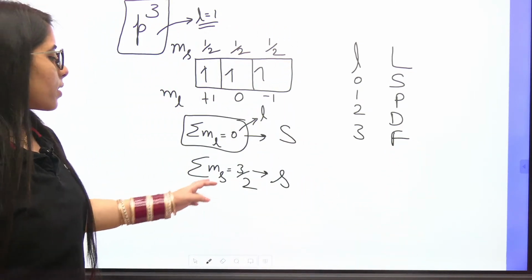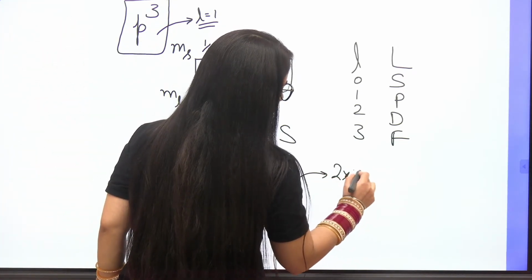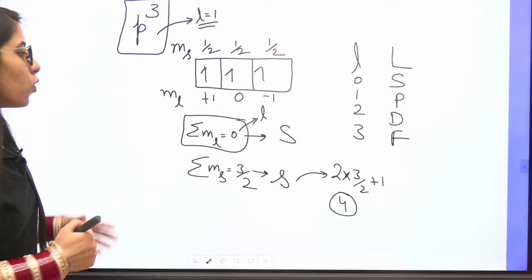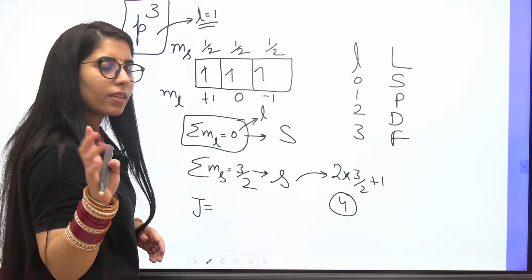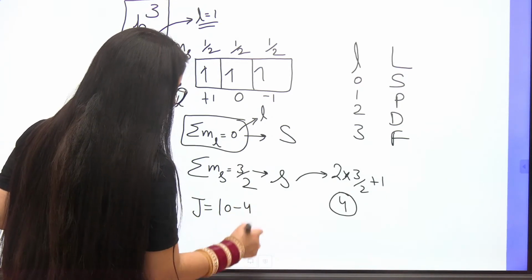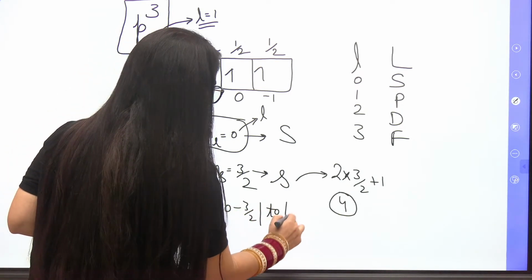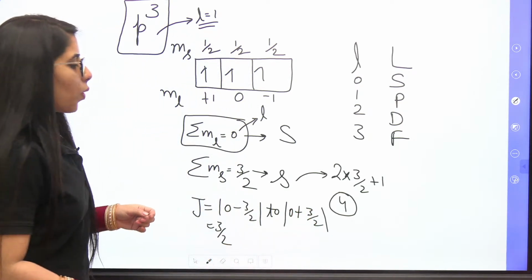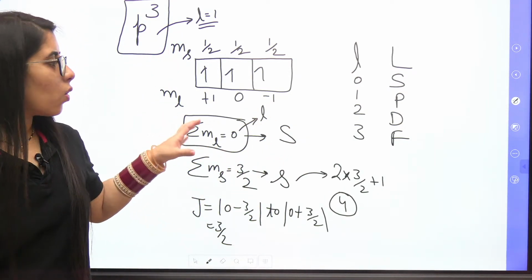Now the next thing, S is 3 by 2. So in this case, 2S plus 1 will be 2 into 3 by 2 plus 1, which is going to be 4. Now what is the notation? Finally, I just want one more term, that is J. J is equal to L minus S to L plus S, which is 0 minus 3 by 2 to 0 plus 3 by 2, which is going to be equal to 3 by 2. So 2S plus 1 is 4, giving 4S 3 by 2. This is the only term you have got.